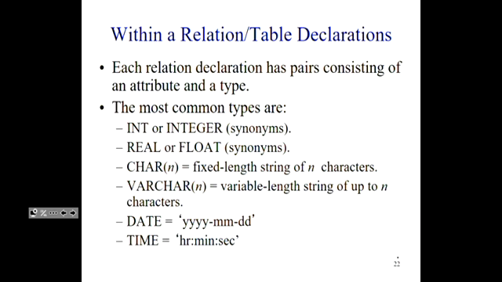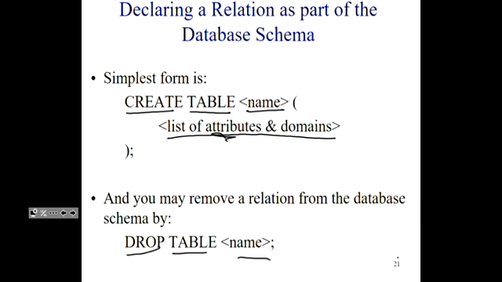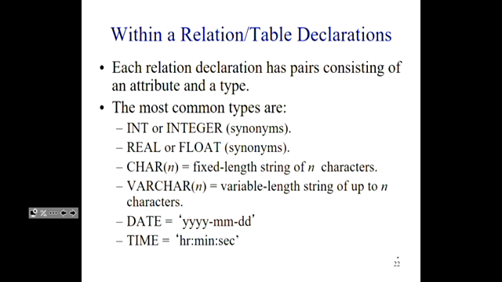So we talked about domains, right? So attributes and domains. So what sort of domains, or types, can attributes take? The common types are int or integer, real or float, also a fixed length string of characters. There's this varchar, which is something that I've only seen in the database management system context. It's a variable length string of up to n characters, and you have date and time. These are also types or domains that you can use.